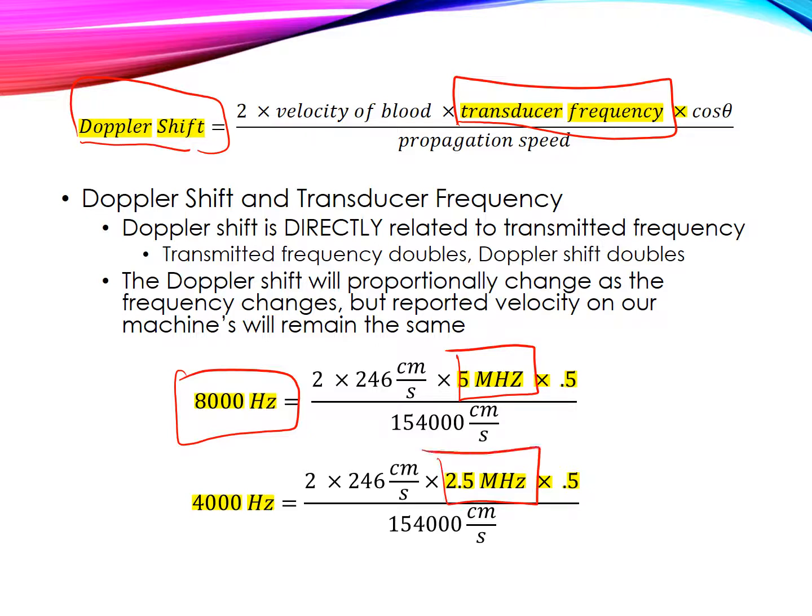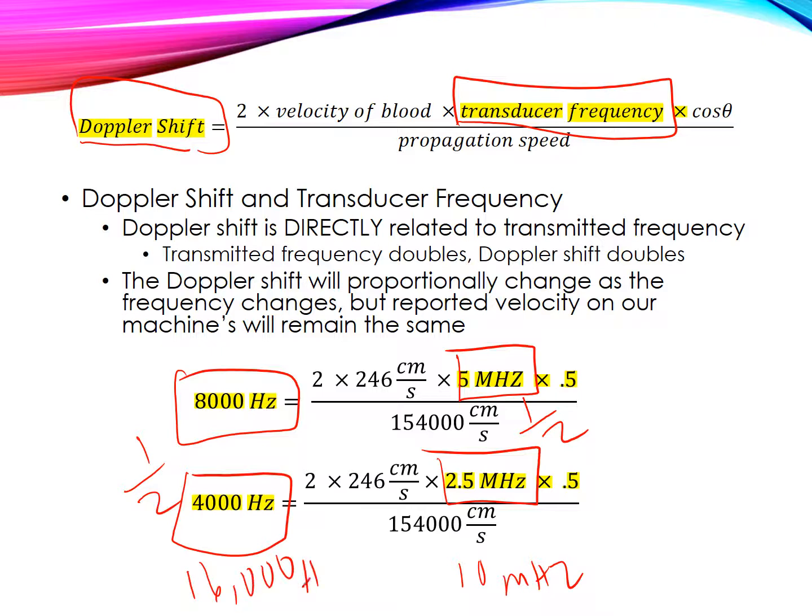Drop down to our example, we reduce the transducer frequency to 2.5 megahertz, which is half of the 5. And as expected, our resulting Doppler shift is also half of what it originally was, so they are directly related. We could do it the opposite way if we switched this to 10 megahertz, leaving everything else the same. Our Doppler shift then would be 16,000 hertz.